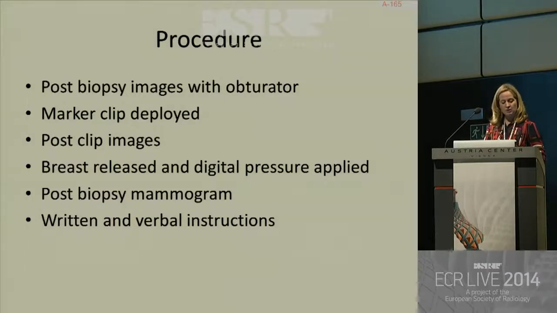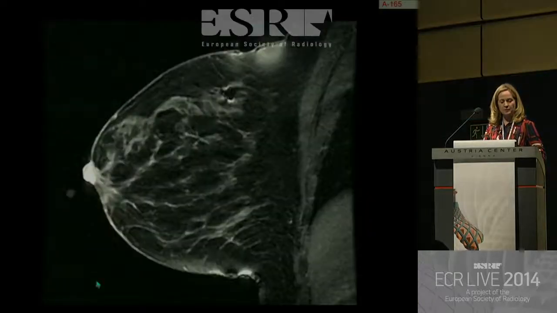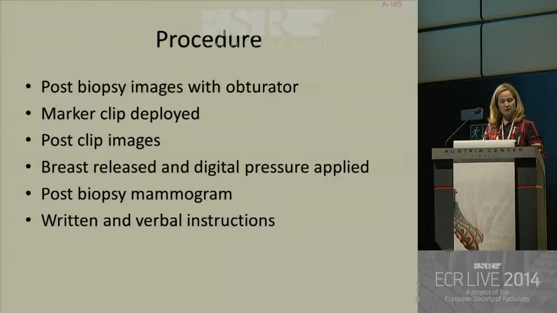And you can perform post-clip images if you like, but it can be very difficult to see the artefact from the clip because of all the biopsy site changes, so it's not necessary. This is a case where we did perform it, and you can see artefact from the clip right in the middle of our lesion, but they're not normally as easy to see as this. And then you release the breast and apply digital pressure.